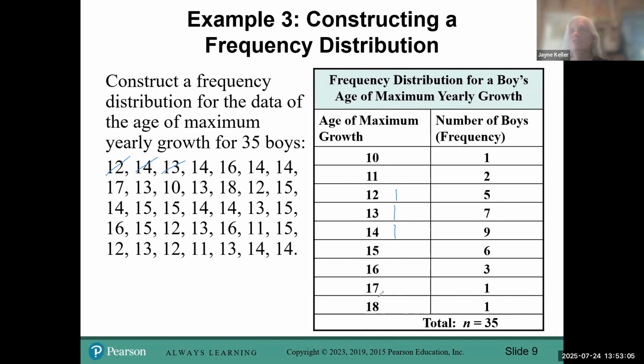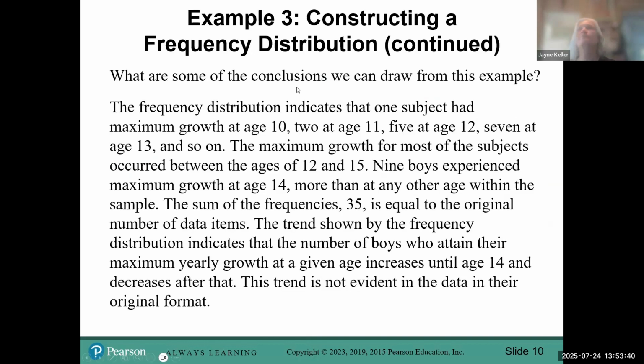So I see that the age range is 10 to 18. And then I can also look at, looks like from here to here is where we have most. So I could say that from 12 to 15 is the most common ages where boys reach their maximum growth. So it's just a nice summary that lets me look at the data without having to look at just this raw data. And it's a very simple way to summarize the data, and you don't necessarily have to do it by hand. There's lots of ways you can do it with technology.